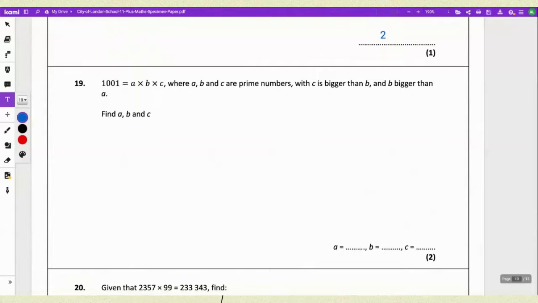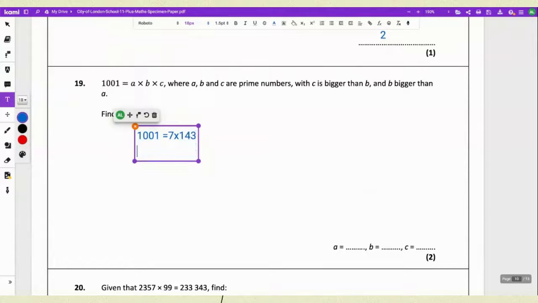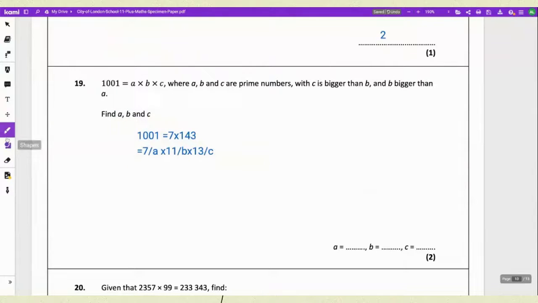Number 19 now, they have given you 1001 equals a multiplied by b multiplied by c, where a, b, c are prime numbers, and c is bigger than b and b is bigger than a. So let's do it. 1001 equals 7 multiplied by 11. Let me just use a pen because sometimes you guys get so confused. So you would just do it 7 multiplied by 11.